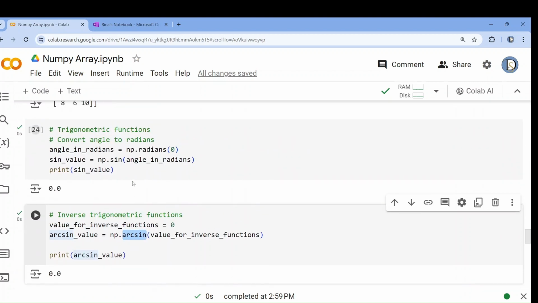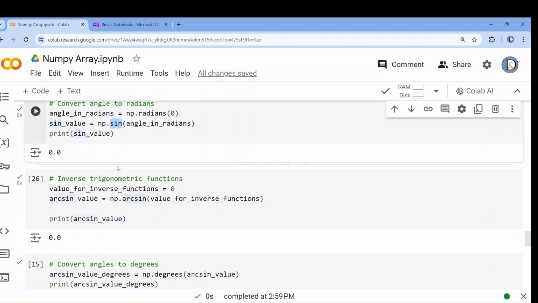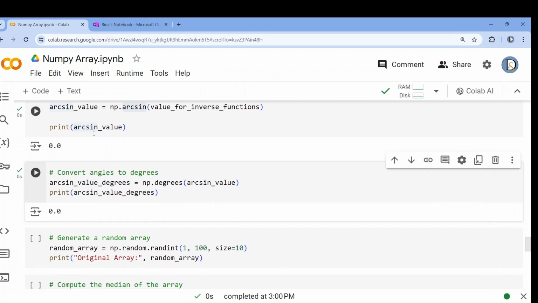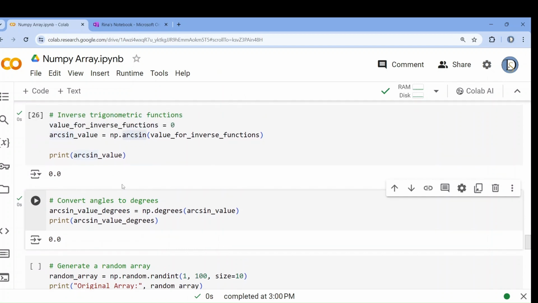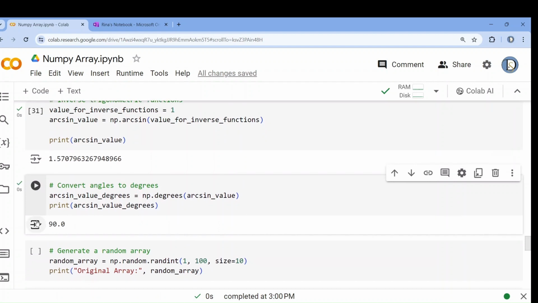So, by using this function, you can get the inverse also. Inverse of any, simple, you put cos, you put tan, see the value and then check whether it's working or not. It will work. These are simple single line NumPy functions. Now, you can convert the angle to degrees. We have already learned how to do this. So, you just put any value, then convert it into degrees. Now, see here, I put 0 here. That's why the value is 0 degrees. If I give 1, then it will be 1.57. Here you can see that the value is 90 degrees.